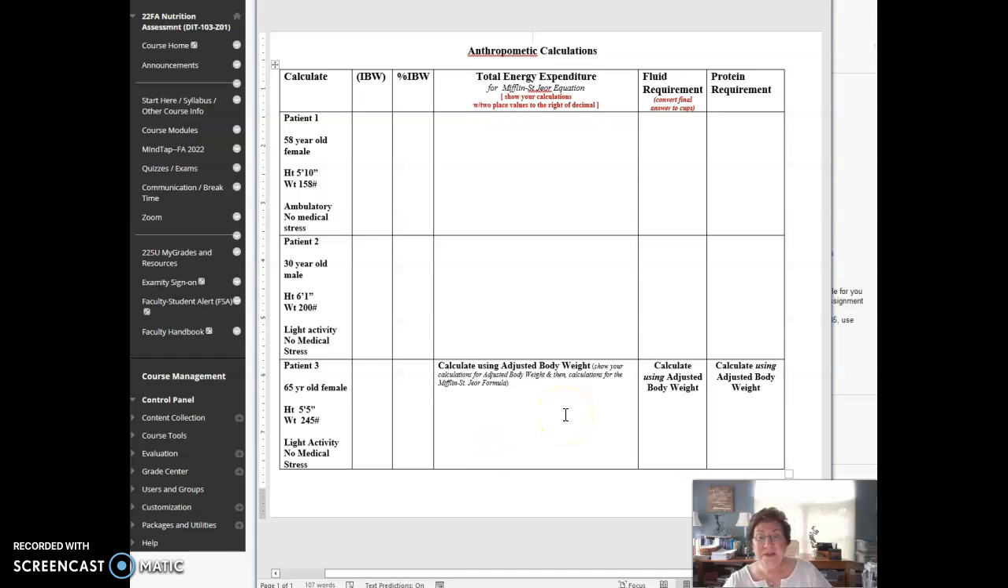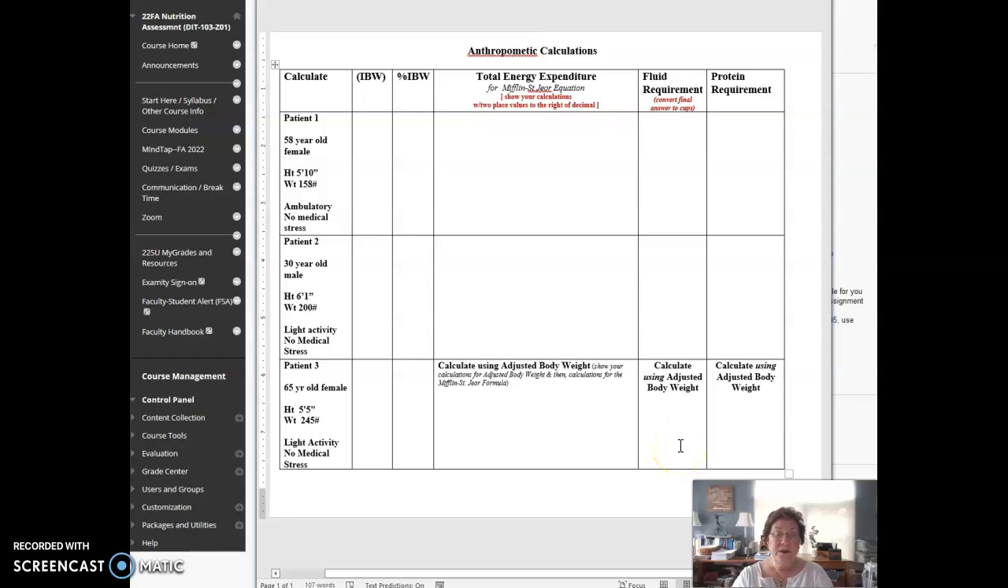Okay, and then for patient number 3, you're calculating their data to find their adjusted body weight. And then once you find the adjusted body weight, you'll be able to calculate the Mifflin-St. Jeor formula. Show that all so that I can see that you're understanding the process. And check your math. All right, and then you're calculating protein and fluid requirements using the adjusted body weight. And you'll need to convert those into kilograms.